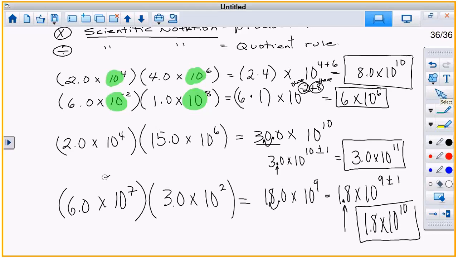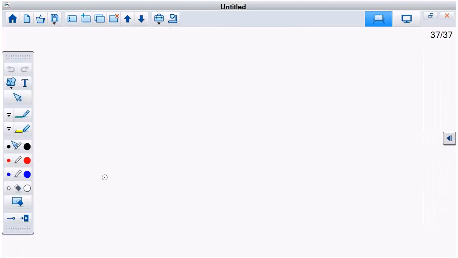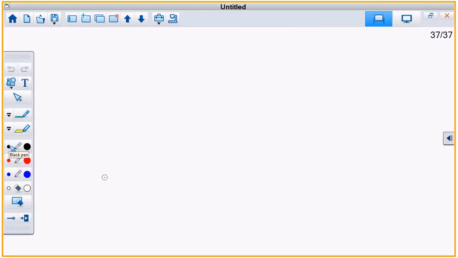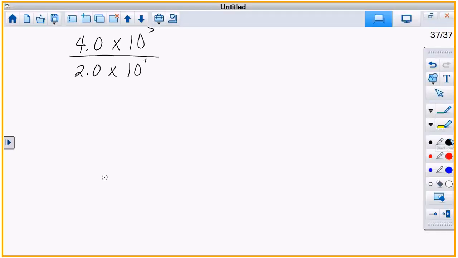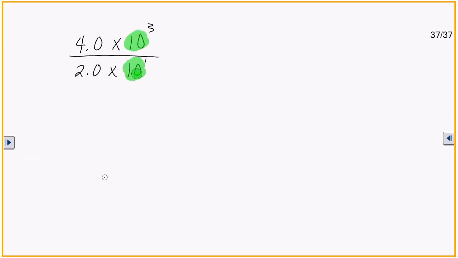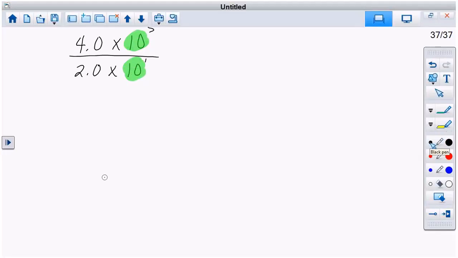Quotient rule says 4.0 times 10 to the 3rd divided by 2.0 times 10 to the 1st. My bases are the same. If my bases are the same, let's highlight the bases. If they're the same, then I can use the quotient rule.